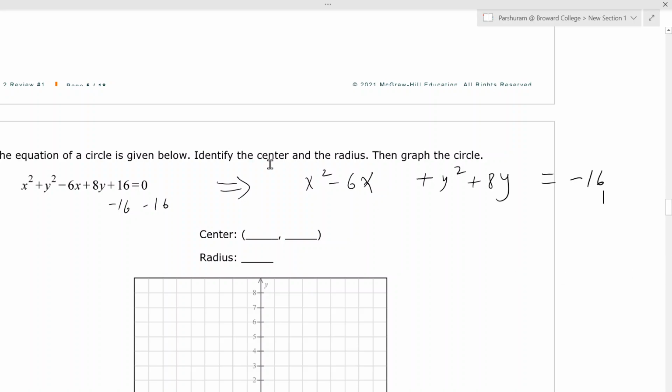Now we have these x terms and y terms, so we have to complete the square here. To complete the square, we have to add some numbers, which can be found by dividing the coefficient of x by 2. If we divide this 6 by 2, that will give us 3. So we have to add 3² to both sides. Remember, here we're trying to complete this square. We are going to do the same thing for the y terms. Because there is an 8, I'm going to add the square of half of 8, which is 4², to both sides.